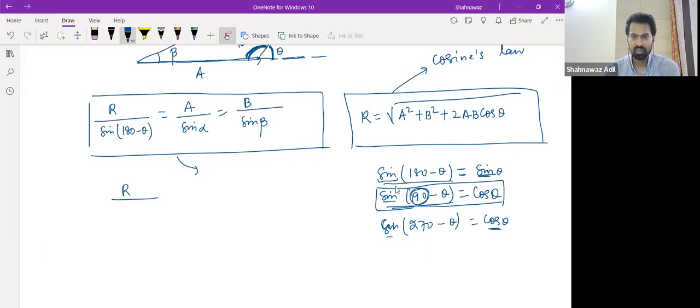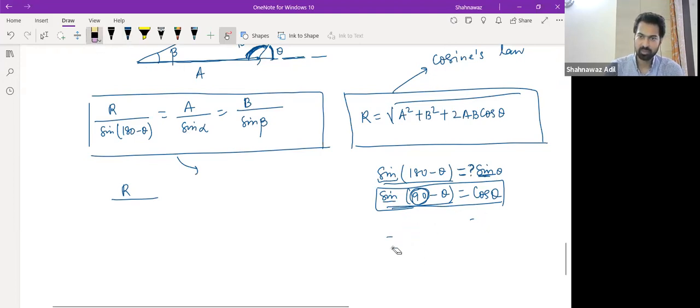So sine would be sine, cos would be cos, tan would be tan. So trigonometric ratios don't change, right, guys? But we will have this sign. So how do we decide this sign? For that, we have to remember this quadrant rule.